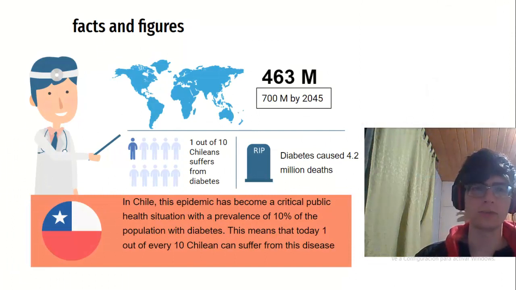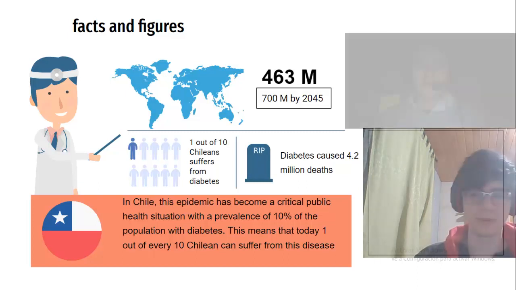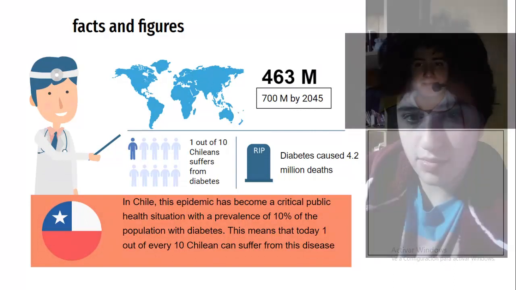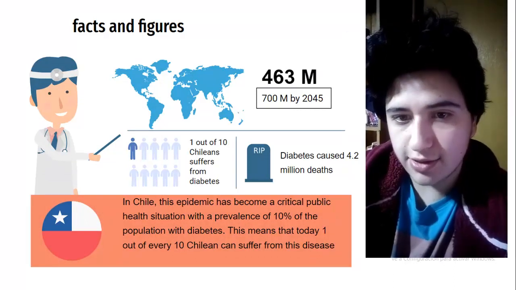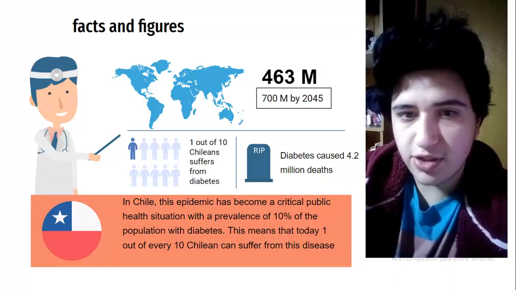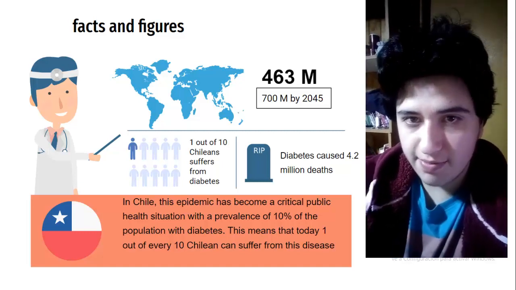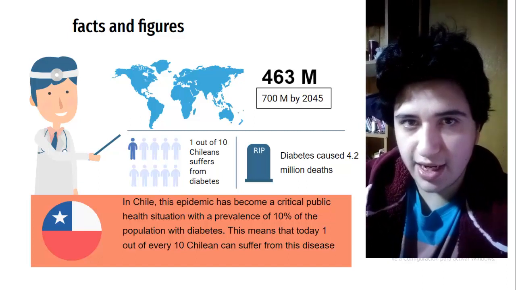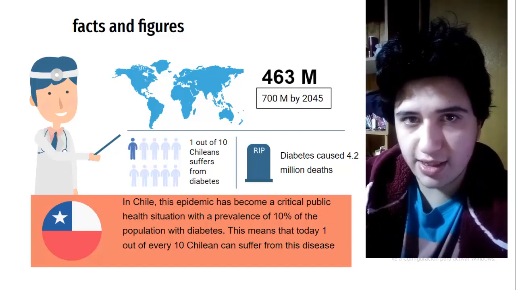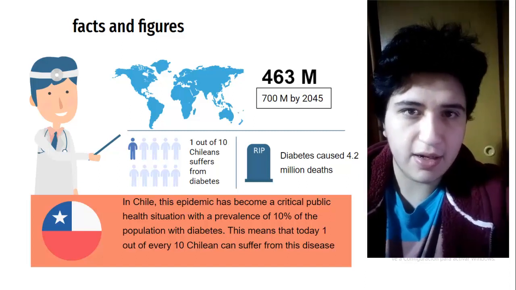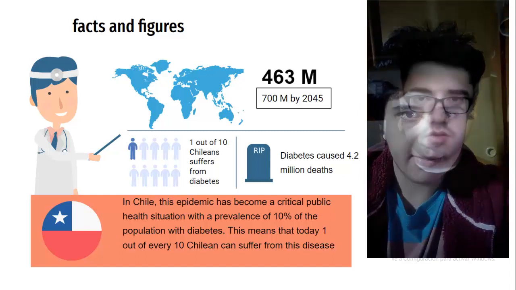1 in 2, 232 million people with diabetes, are undiagnosed. Diabetes causes 4.2 million deaths. Diabetes costs at least USD 760 billion in health expenditure in 2019. That's 10% of total spending on adults worldwide.